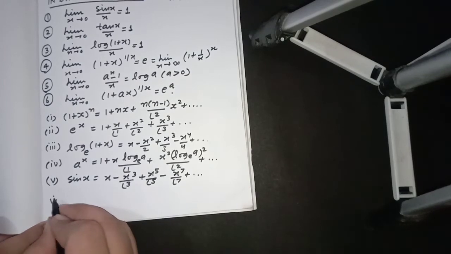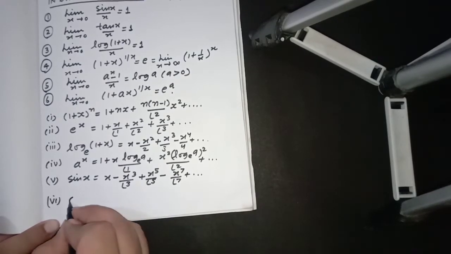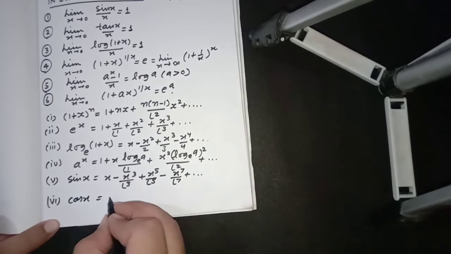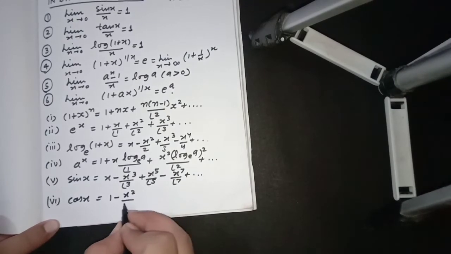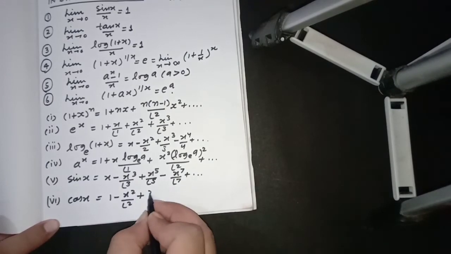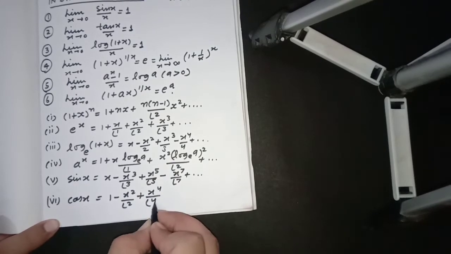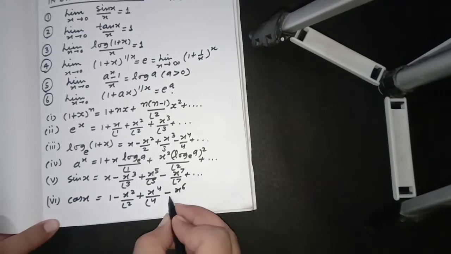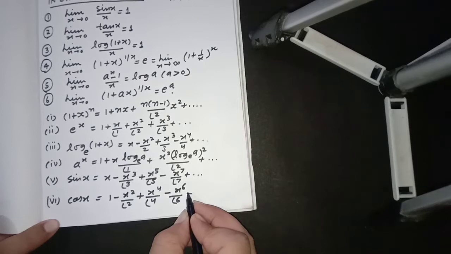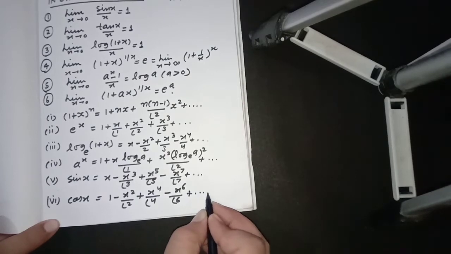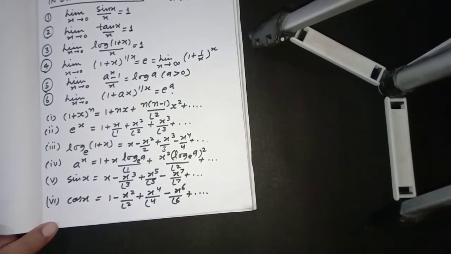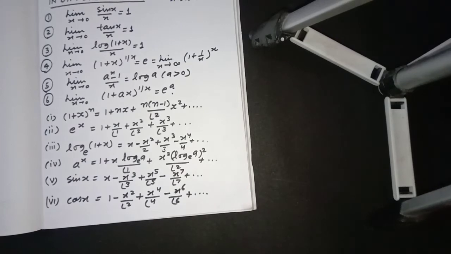And similarly, the cos x will be equal to 1 minus x square upon factorial 2 plus x power 4 upon factorial 4 minus x power 6 upon factorial 6. So all these formulas a student must be acquainted with whenever he is trying to solve the questions of limits.